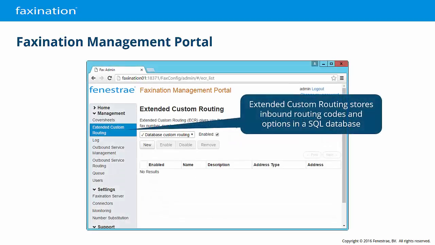The Extended Custom Routing window is used to manage the ECR routing rules that are stored in the Fin Messaging SQL database. Recall that ECR is a deprecated feature that is included for use by legacy customers that relied upon Exchange public folder-based ECR rules in previous versions of Faxination. ECR offers no real benefits over the standard routing methods and should not be used by new customers.